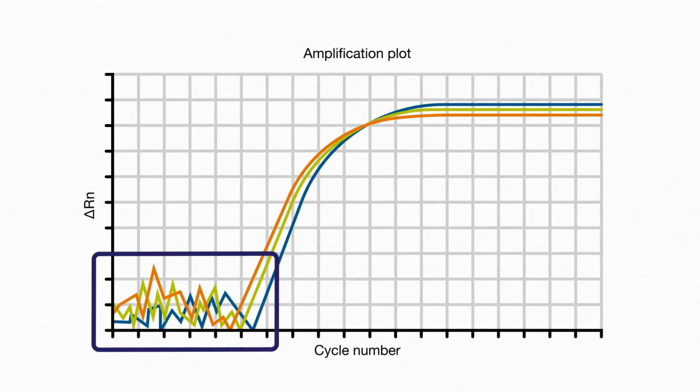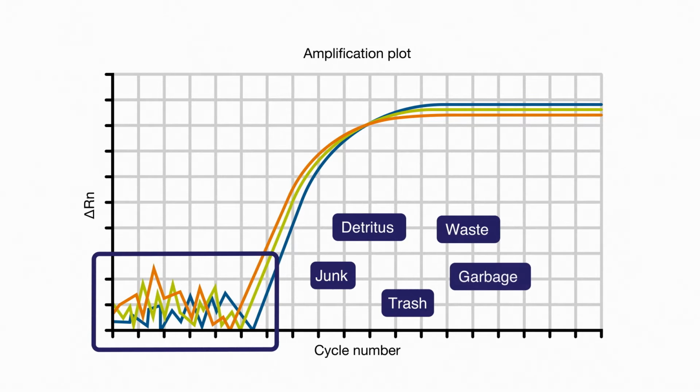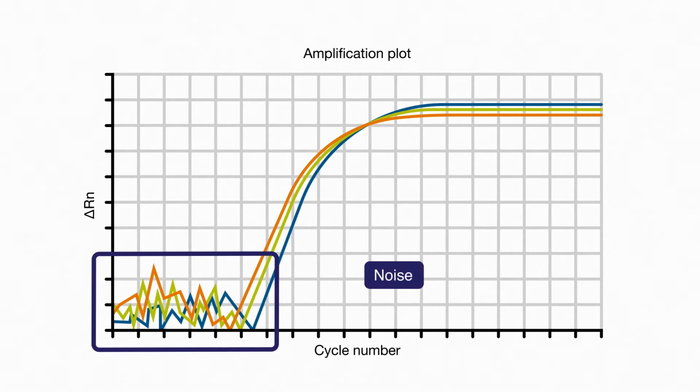Well, friends, if you said junk, you were right. Oh, you heard me. Junk, trash, waste, detritus, garbage, otherwise known as noise. It's the stuff we see before our actual signal from amplification gets high enough to overcome that noise. And as the rather impolite descriptions I used a second ago suggest, it's completely useless to us. So we can just ignore it, right?